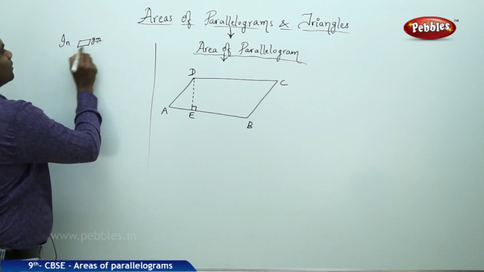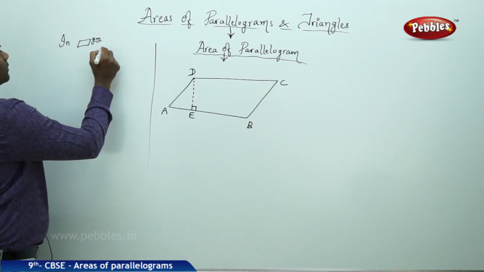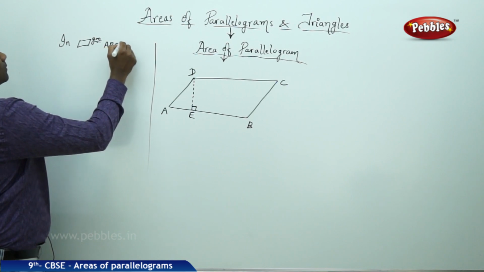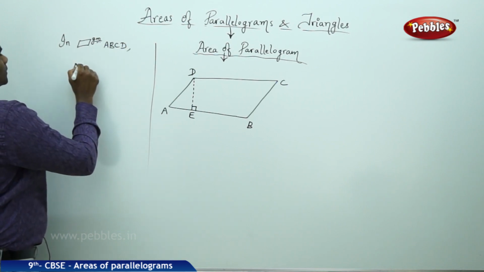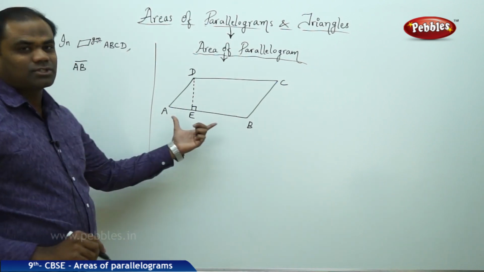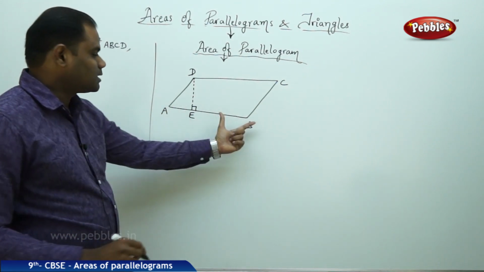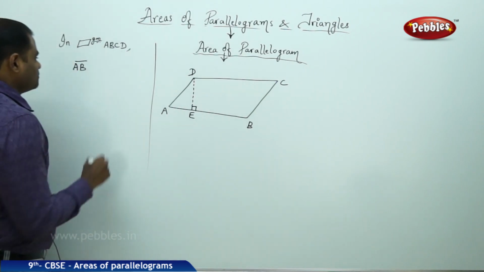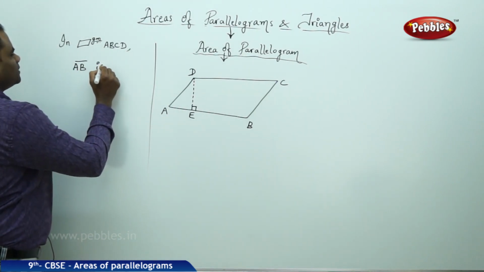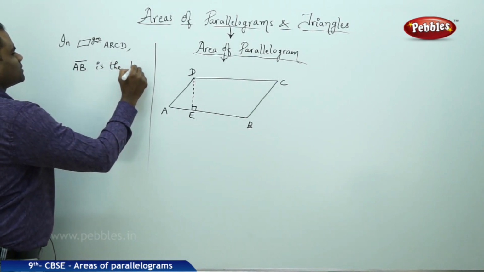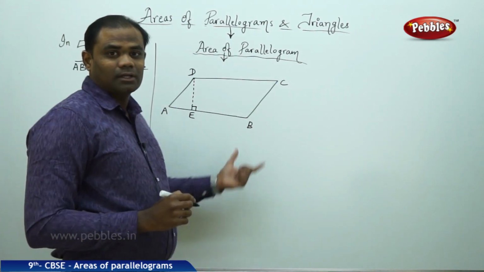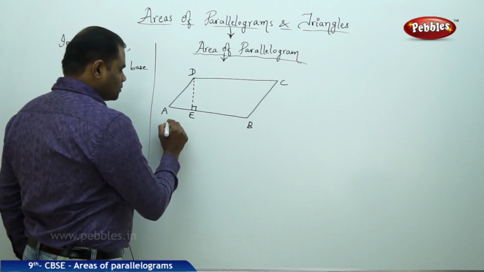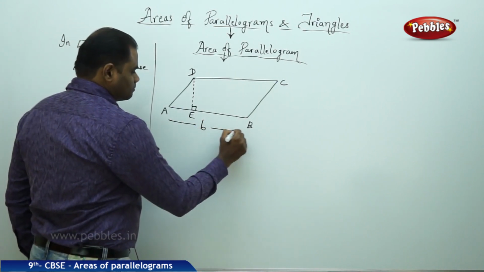the symbol for parallelogram is this. So in parallelogram ABCD, now I take the base, which is on the bottom of the parallelogram. That is, AB is the base of this parallelogram. AB is the base, is how I understand the base being AB. So let me denote the base with some B units.